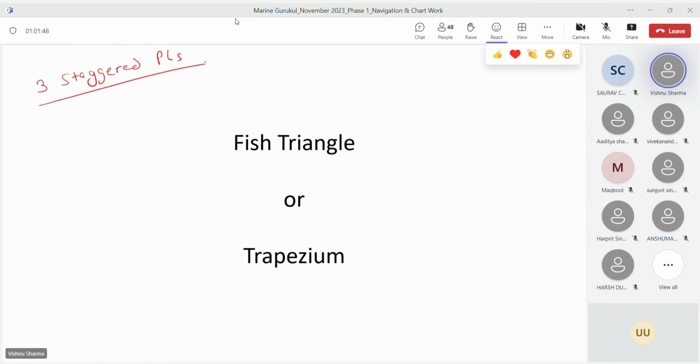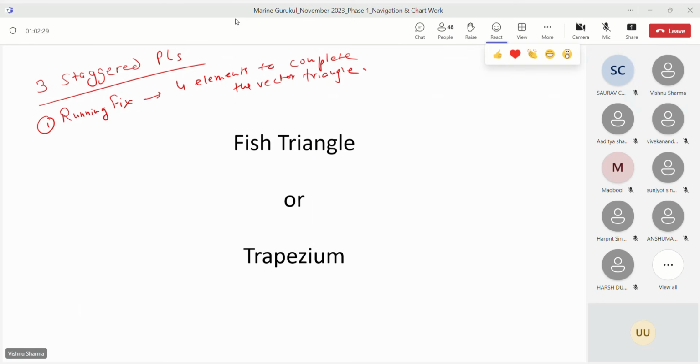Now you will say, sir, when I have staggered PLs, should I straight away go to fish triangle? No. Whenever you have staggered PLs, first you will see if you can solve the question by running fix. Please make sure of this, okay? For running fix, you should have 4 elements to complete the vector triangle. So if you have 4 elements to complete the vector triangle, please do not complicate your lives. It will be a simple running fix question. Even if 3 PLs are given, no problem.